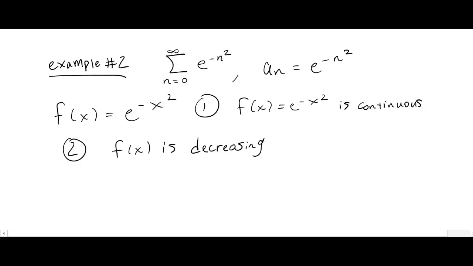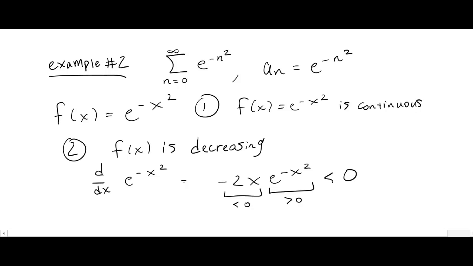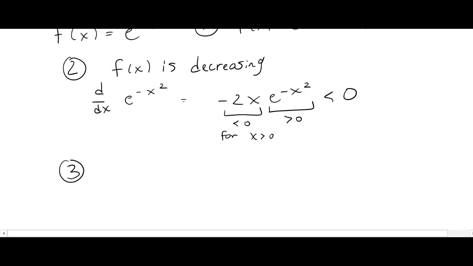because if we take the derivative of e to the negative x squared, we get negative 2x e to the negative x squared, which is always less than 0, since e to the negative x squared is always a positive number, and negative 2x is negative for x bigger than 0. So the derivative is always less than 0, meaning the function is decreasing. And finally, e to the negative x squared is always greater than or equal to 0, meaning f of x is positive.